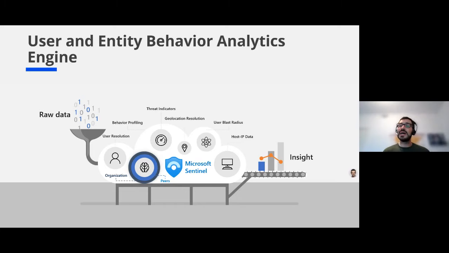And also we look at the position of the user in the org chart. So the higher the position in the org chart, the higher the blast radius that is going to have. We also enrich all that information with host IP data if it's available, and at the end, the output of all this engine is the insight that you get into the different tables that we have in UEBA.